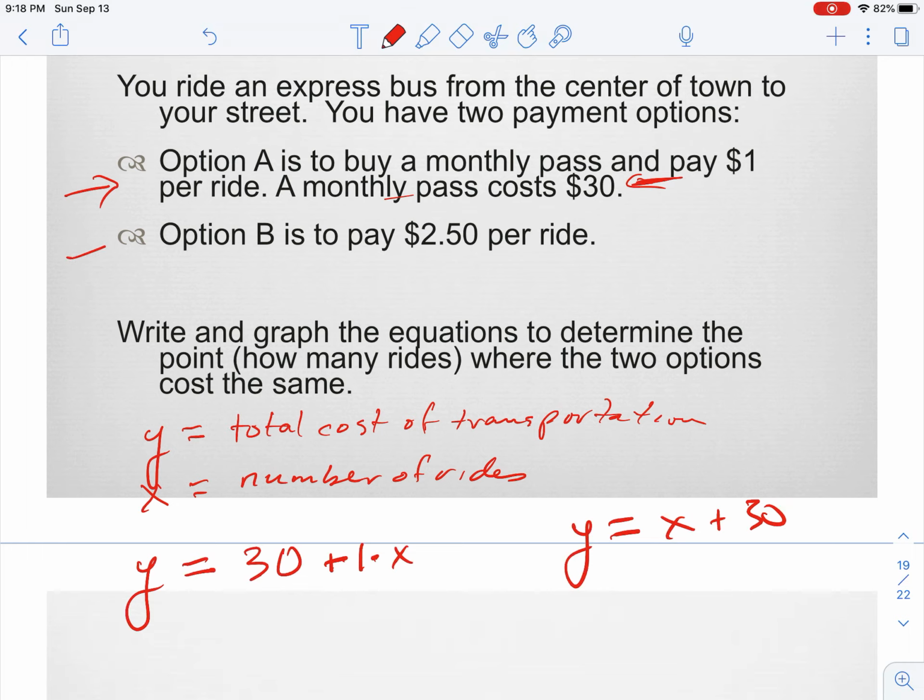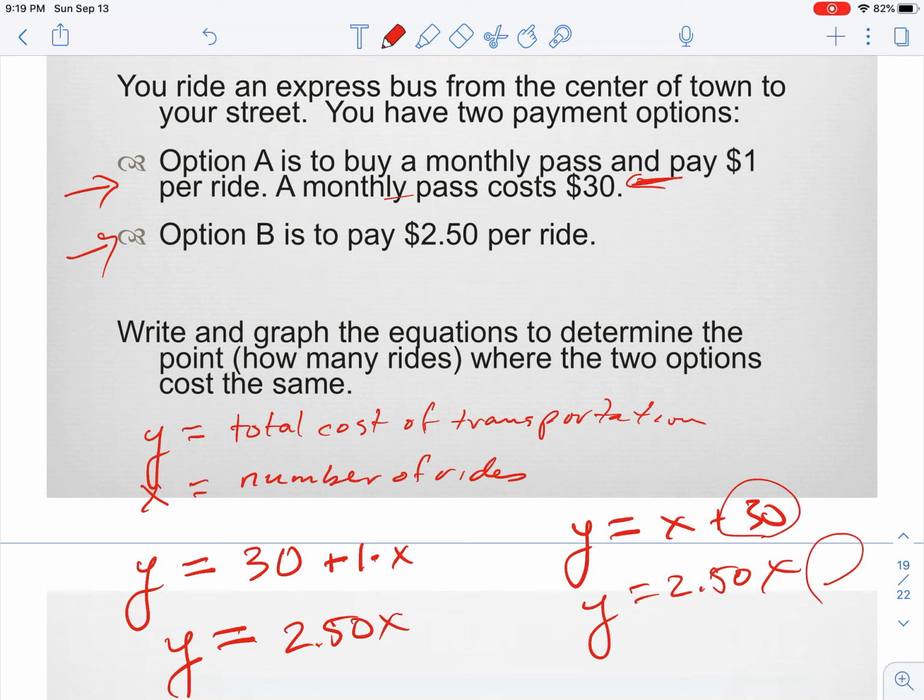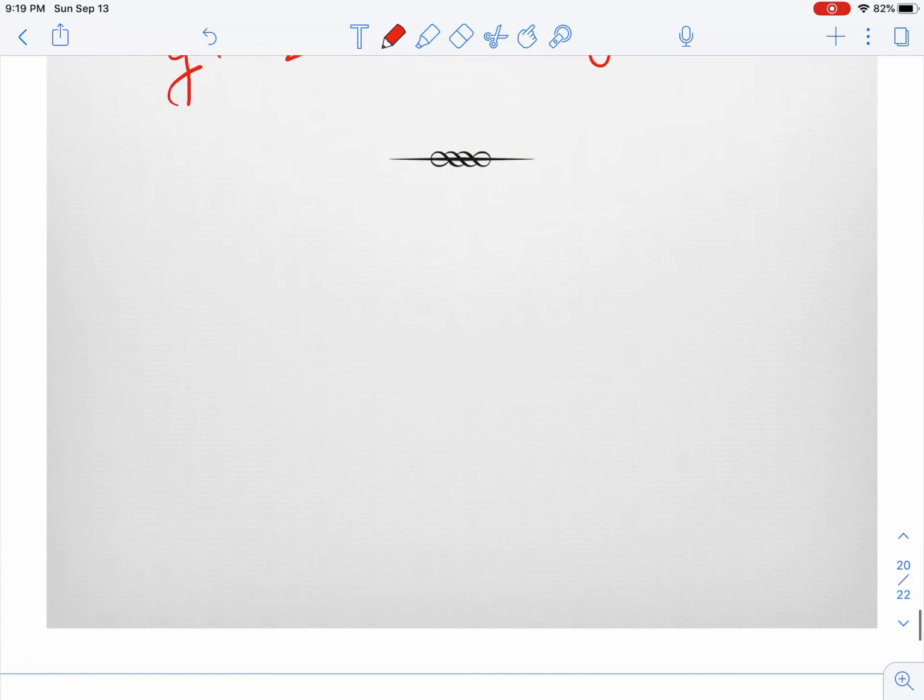The other equation is option B. It's $2.50 per ride. So the total cost of transportation is going to be $2.50 times however many times I ride the bus. So right away, I get two equations like that. Now I notice that the slopes are different, so they're not parallel. They will intersect someplace. And one has an intercept. And what's the intercept down here? There's nothing there. So this is an equation with a y-intercept of 0.